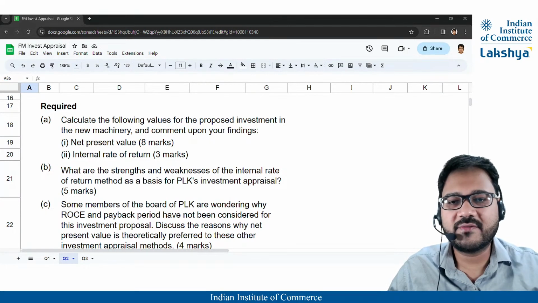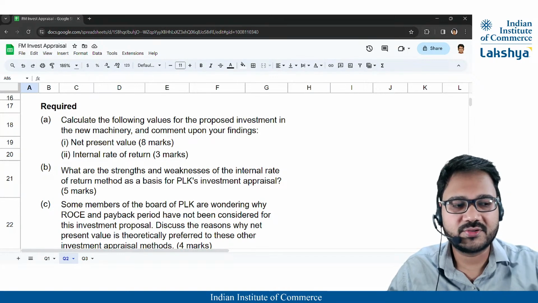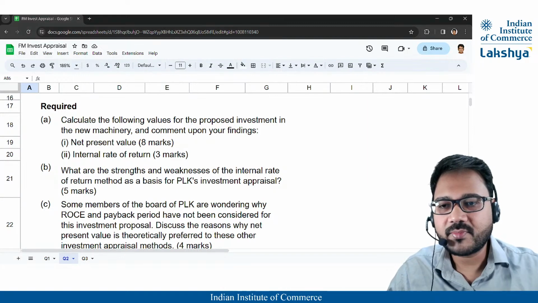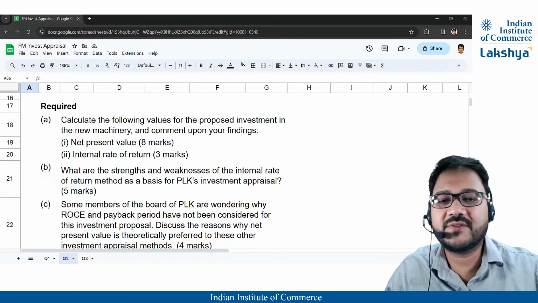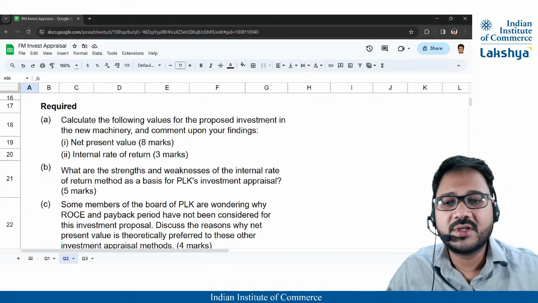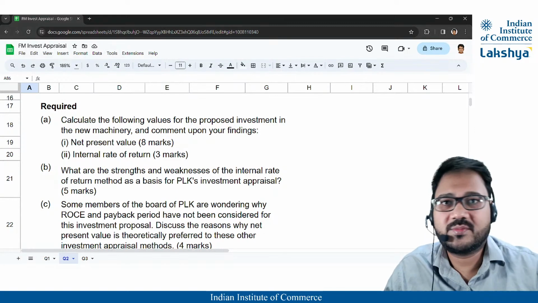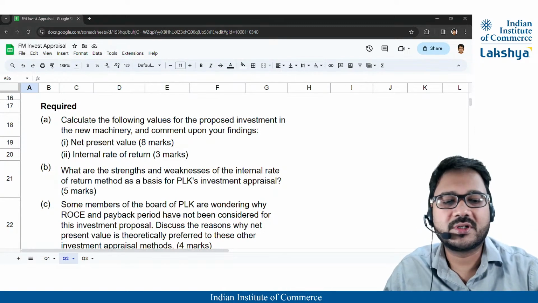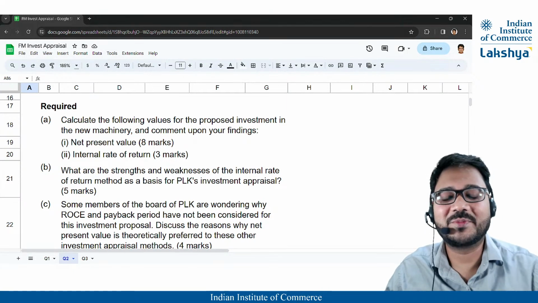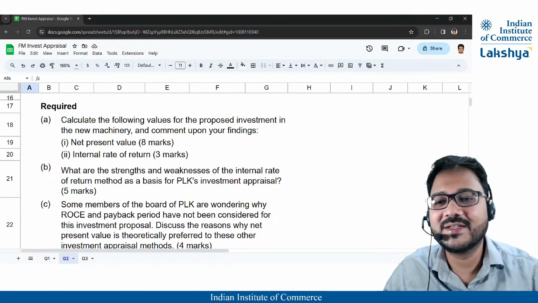So calculate the following values of the proposed investment in the new machinery and comment upon your findings. So we are asked to find the NPV and the IRR. Then we are asked the strengths and weaknesses of IRR as a method of investment appraisal. So the strengths are that it takes into account discounted cash flow, that is, it takes into account time value of money. Another advantage, as we discussed on day one, is it's a percentage, so it's easy to understand.